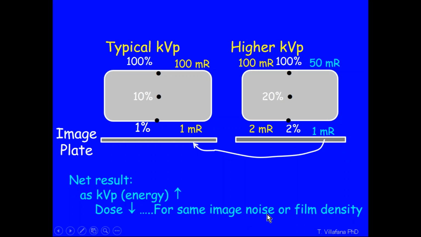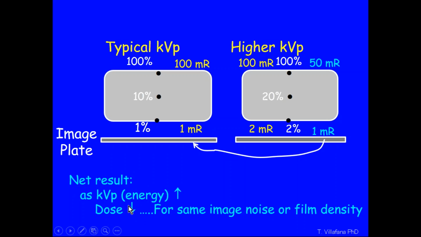How about the noise? It would have the same amount of noise because you've delivered the same amount of radiation. You've delivered approximately the same number of photons. So it'll have the same noise. Remember, noise goes as how much radiation arrives at the image plate. And so you've matched the noise, you've matched the film density. So under these cases, when you go up in kV, dose goes down.